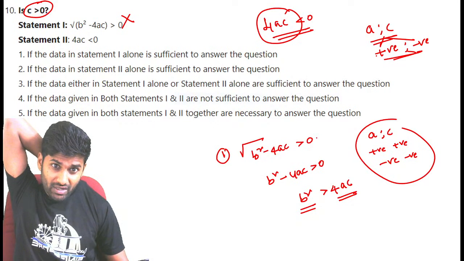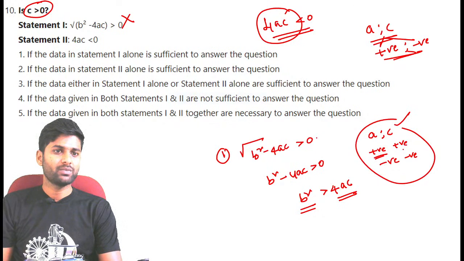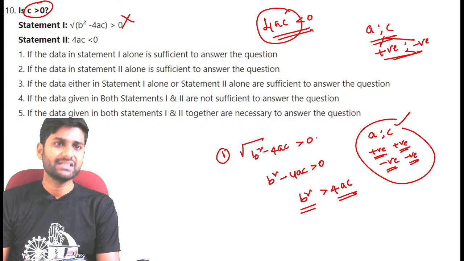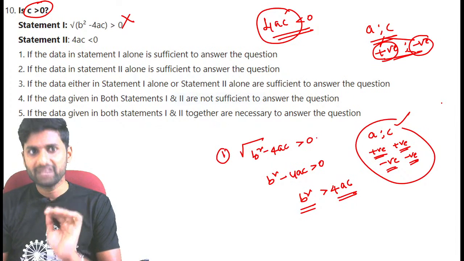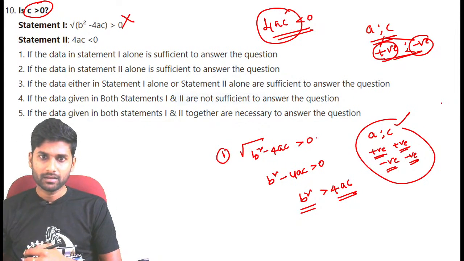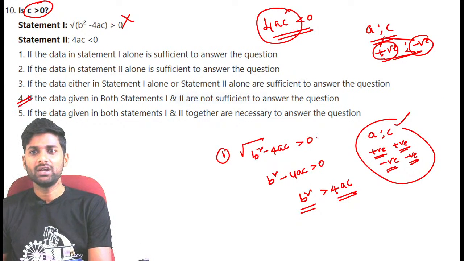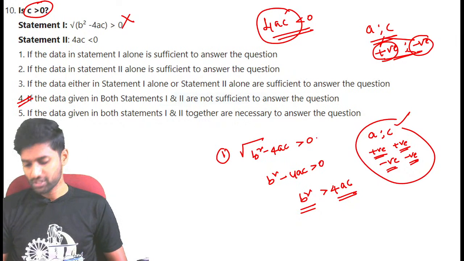4ac is less than 0. The second one is b square minus 4ac. Here we have two chances, whether both are positive or both are negative. But here 4ac is less than 0, so definitely one is positive and the other is negative, guys. Again, we are still not confirming whether a is positive or negative. So we have two chances. Then you can choose your answer: data are not sufficient to get that answer.